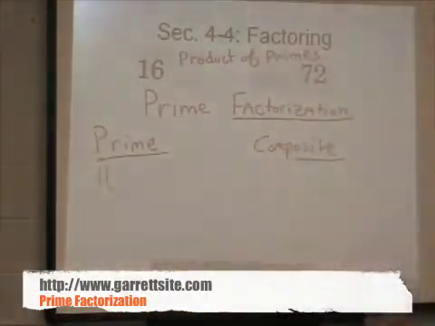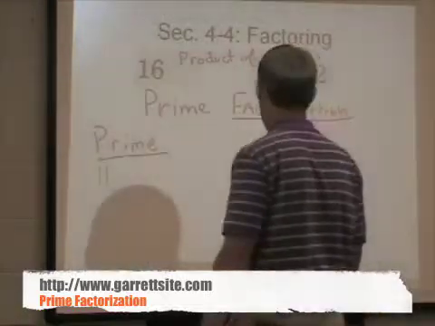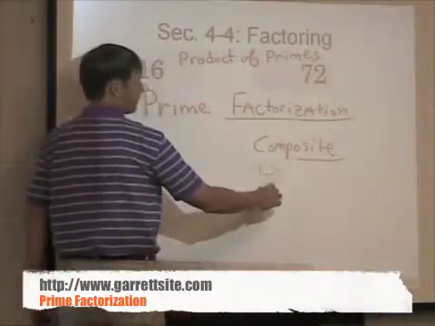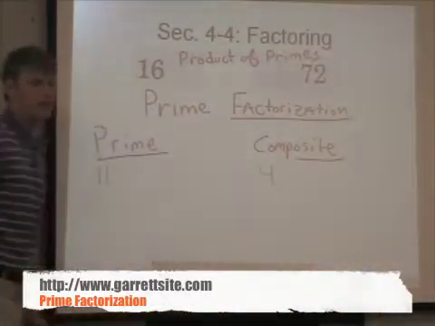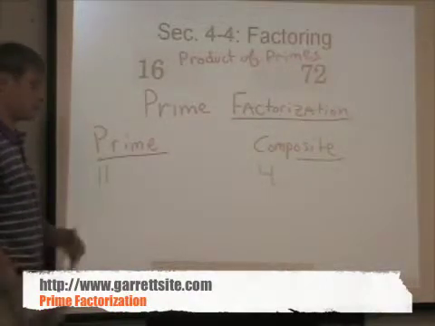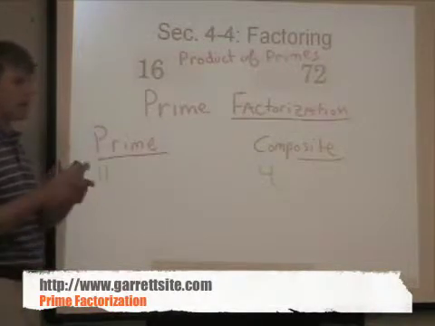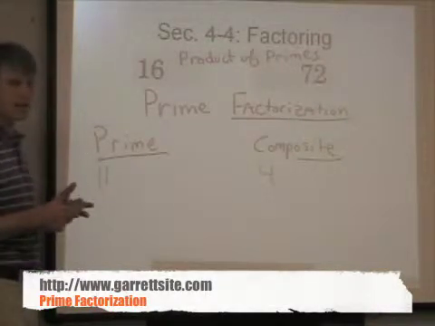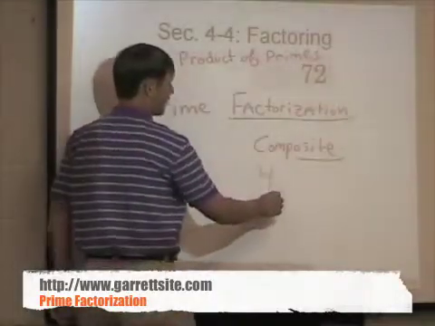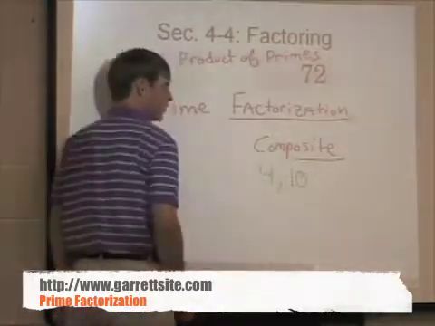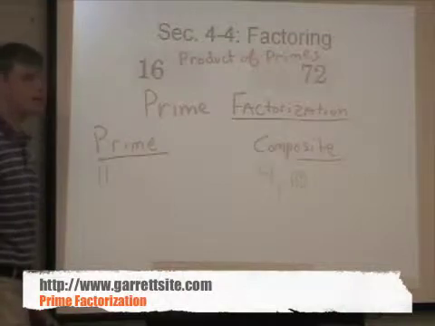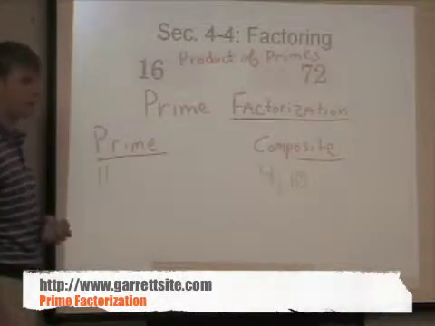Now, a number that's divisible by more things than 1 and itself, because every number is divisible by 1 and itself, is composite. So an example of a composite number would be 4. Okay, 1 goes into 4, 4 goes into 4, but also 2 goes into 4. Since more than 1 and itself goes into it, it's composite. Another composite number would be 10. 2 goes into it, 5 goes into it, 10 goes into it, and 1 goes into it.